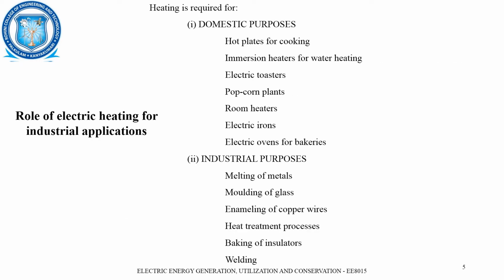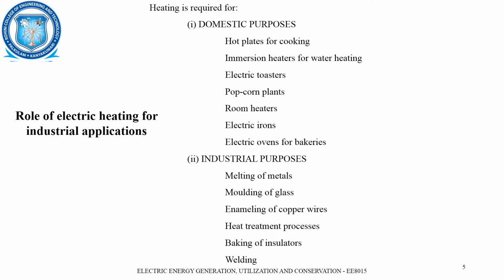The role of electric heating is vast, and not only for industrial purposes. For domestic use also, electric heating usage is vast nowadays. First, hot plates for cooking. Next are immersion heaters for water heating, electric toasters, popcorn plants, room heaters, electric irons, electric ovens for bakeries, etc. These are the places where electric heating is used.